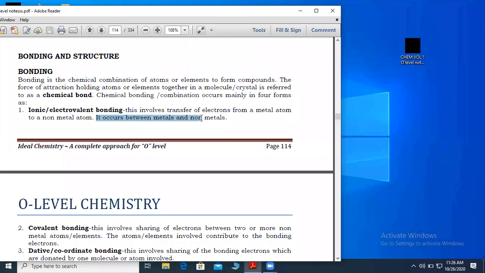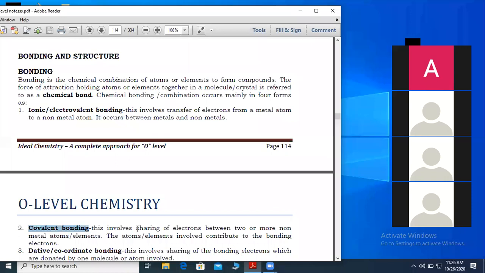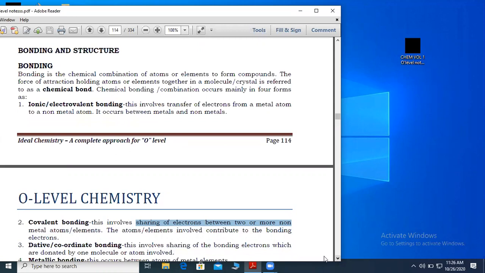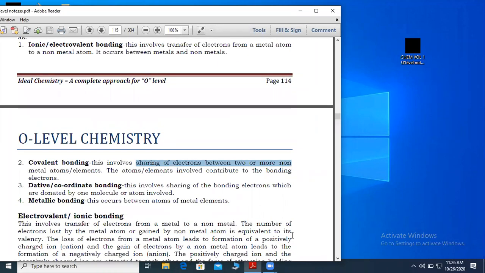So it occurs between metals and non-metals. Then covalent bonding, we are saying it involves sharing of electrons between two atoms. And those two atoms must both be non-metals. That one we have been looking at. I hope you are not lost. The only difference is that now we are looking at bonding in detail as a topic. Structure and bonding, we are looking at it in detail as a topic.